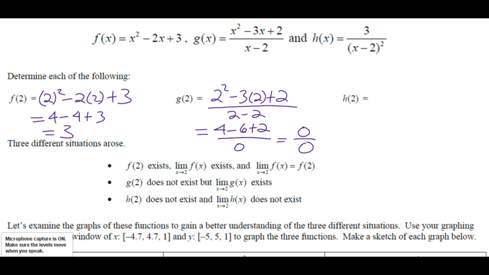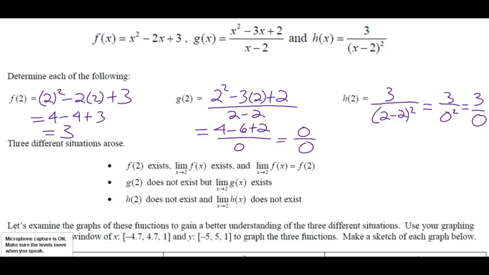Okay, I got 0 over 0 there for h. I got 3 over 0. So 3 different situations arose, right?